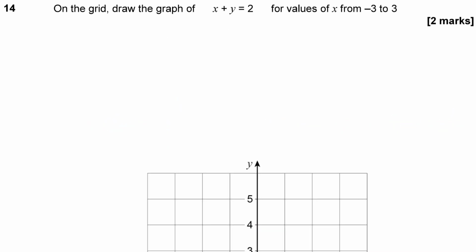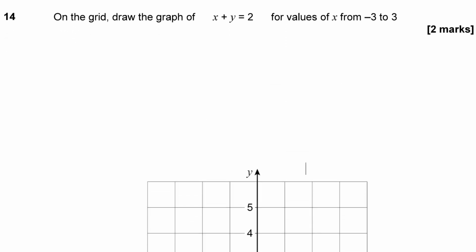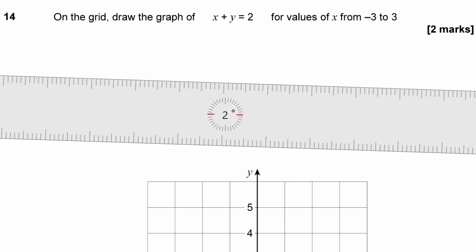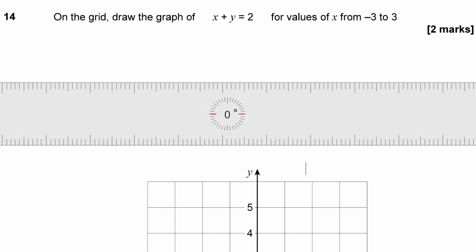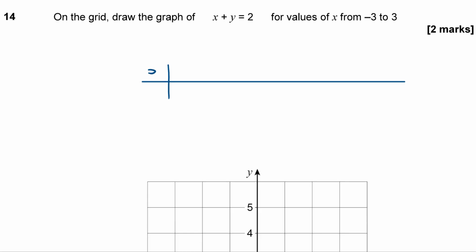Question 14. On the grid below, draw the graph of x plus y equals 2 for the values of x from -3 to 3. Okay, so we need to work out our coordinates so we can plot this graph. Now, the easiest way to do that is to create a table of values. So pulling up a ruler, let's make a little table for our x values and our y values.